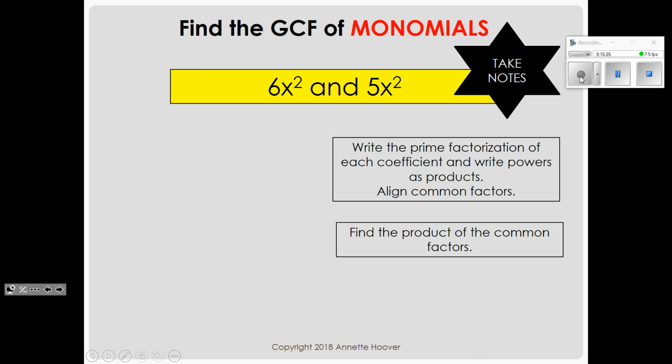6x squared and 5x squared. Take a moment to look at that and see if you think you could figure out the greatest common factor for that pair.